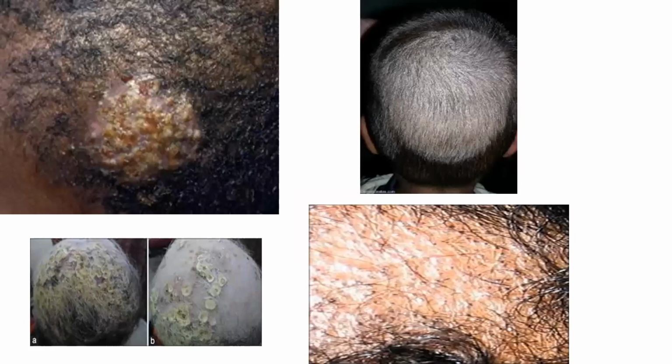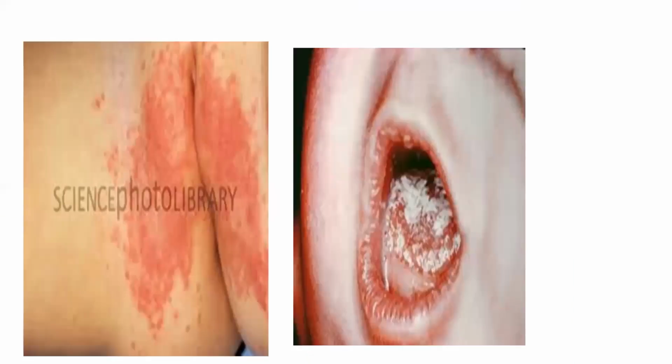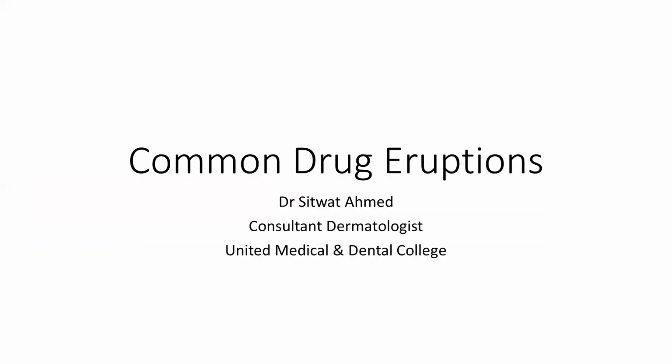Tinea capitis, all 4 types of tinea capitis. Upper left is kerion. Next to it is gray patch. Below it is the black dot, and on our left lowermost quadrant is the favus caused by Trichophyton schoenleinii. Then on our left is candidiasis of the genital area. You can see the main lesion surrounded by satellite lesions. And on our right is the typical oral thrush, oral candidiasis seen in children often.